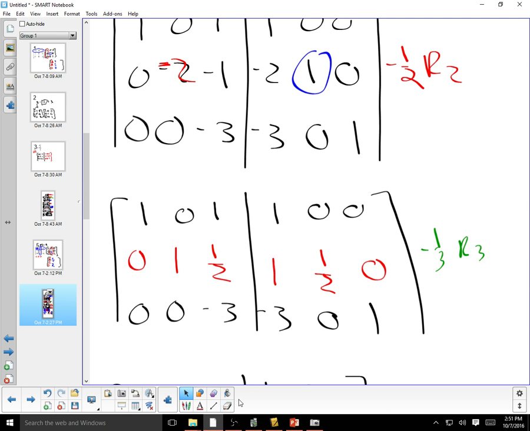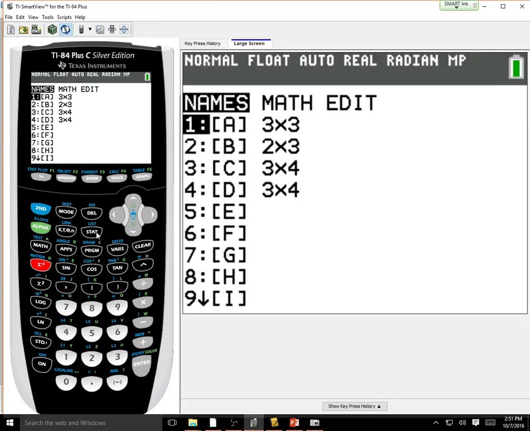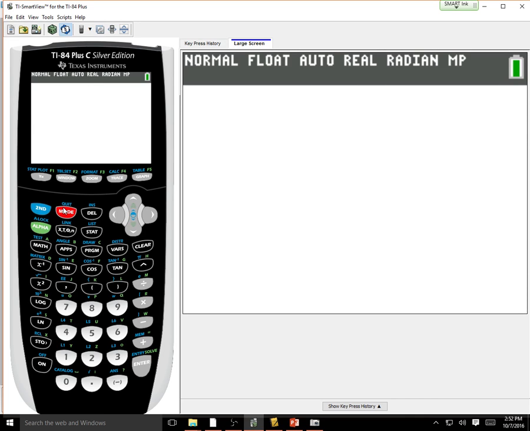And I'm gonna show you how to do that. Okay. Let me clear this up real quick. You go over to second matrix, edit. Now notice my A is a 3 by 3. I put all of the values in from the original matrix in there. Okay? Simple enough, right? Then I went second, quit, because this is where I do my math.